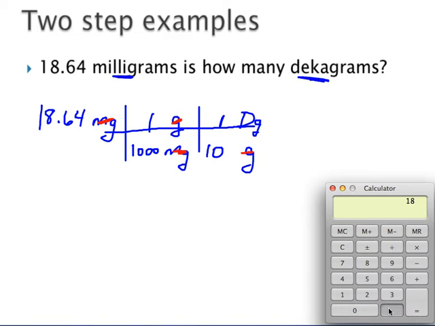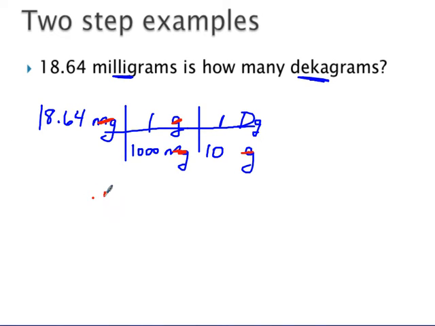So 18.64. Because 1,000 is on the bottom, we're going to divide by 1,000. Because 10 is on the bottom, we're going to divide again by 10. That comes out to 0.001864. Get your units on your answer, decagrams, and that's it. Again, it still looks like you could have just moved the decimal and had it solved easily, but I'm telling you, you're going to be so good in chemistry if you learn this method.